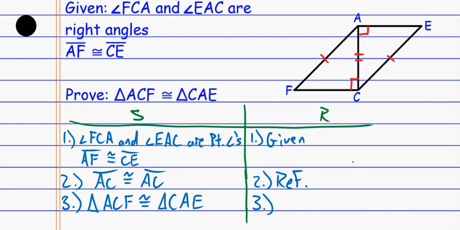And I can say that because of hypotenuse leg. Okay, that's all I need when I'm trying to prove right triangles are congruent. A hypotenuse and a leg that match up, and I'm done. Okay.